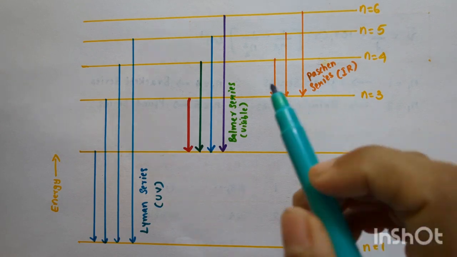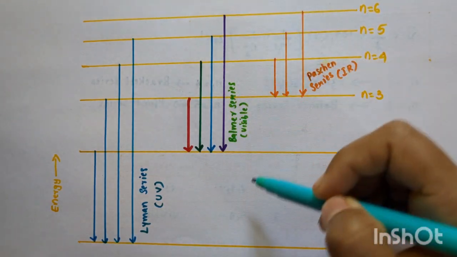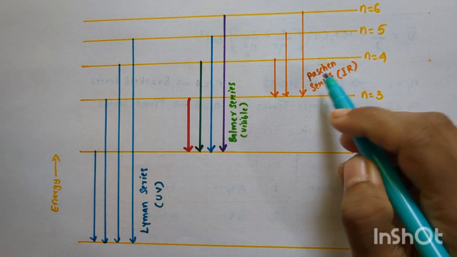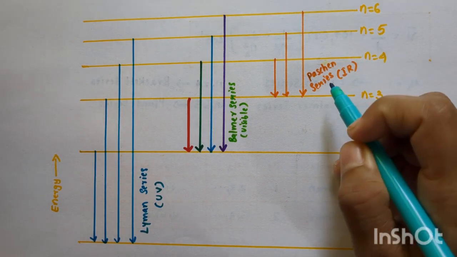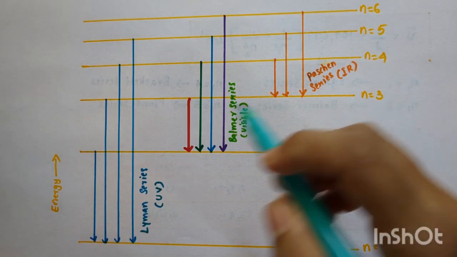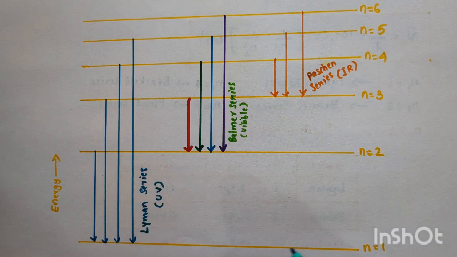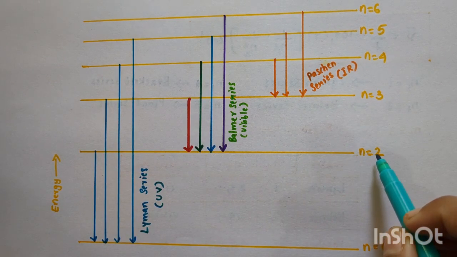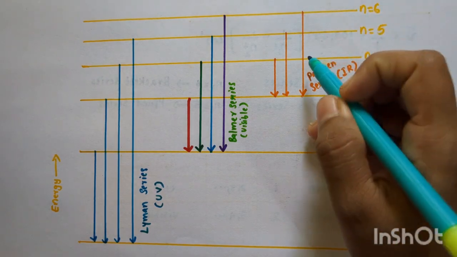Now, let us see the transitions of the electron in the hydrogen atom. This diagram shows the Lyman series, Balmer series and the Paschen series of transitions. Similarly, we can have Brackett series of transitions, Pfund series of transitions, etc. Here you see, this is the energy level corresponding to n equal to 1, this is n equal to 2, n equal to 3, n equal to 4, 5, 6, etc., up to infinity.